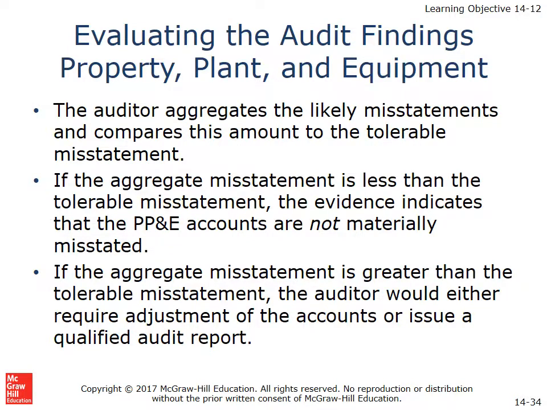Once we collect our information about the PP&E, we then must, of course, evaluate the audit findings. So the auditor aggregates the likely misstatement and compares this amount to the tolerable misstatement, as they do in other parts of the process. If the aggregate misstatement is less than the tolerable, the PP&E is not materially misstated. But if it is greater than the tolerable misstatement, we would either require an adjustment of the accounts or issue a qualified audit report.